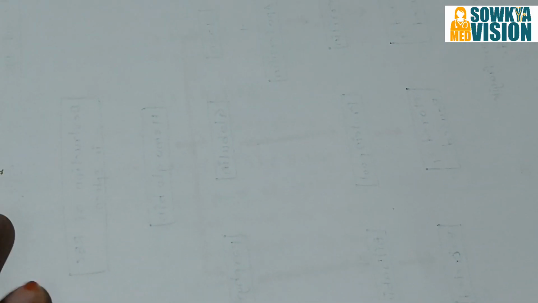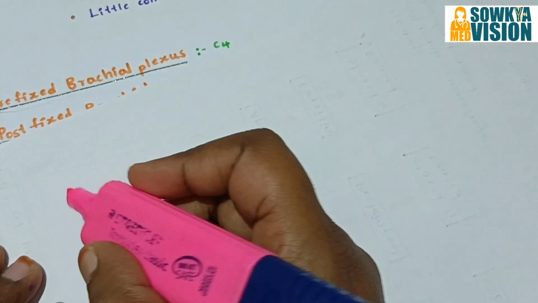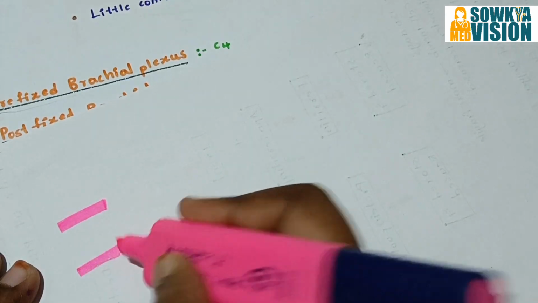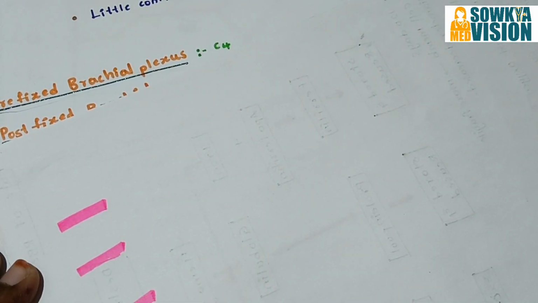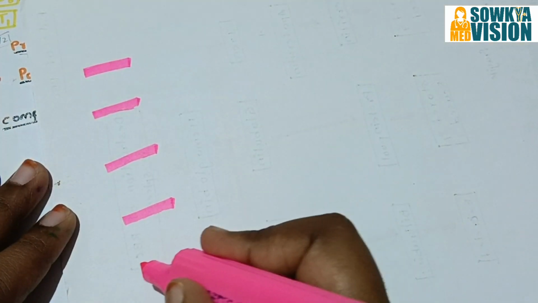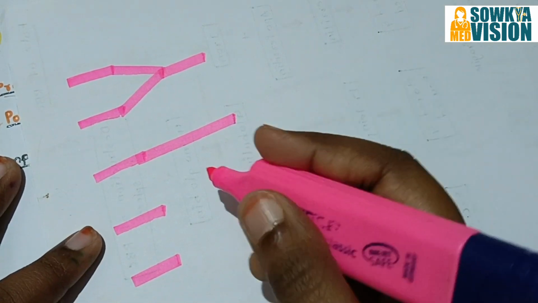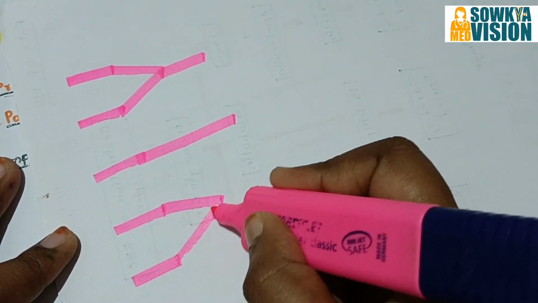Yes, let's see in the diagram. This is C5, this is C6, this is C7, C8 and T1. Yes, what I said, the upper trunk is formed by C5 and C6. This is the upper trunk. C7 is continued as middle trunk. Yes, lower trunk is formed by C8 and T1.